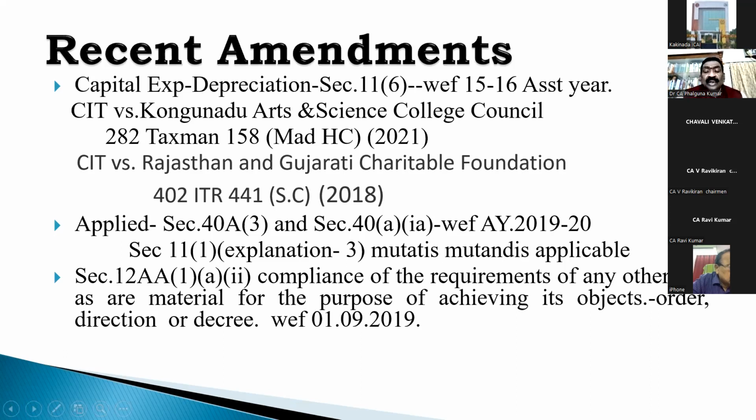So from 1/9/2019, that is assessment year 2021 onwards, if you don't comply with the other law, you not only lose the section 11 exemption, your registration can be cancelled. That is the seriousness, because earlier under 12AA, and now under 12AB, cancellation powers are given to the commissioner. One of the grounds for cancellation is if you violate any other law which is material for the purpose of achieving your objectives.